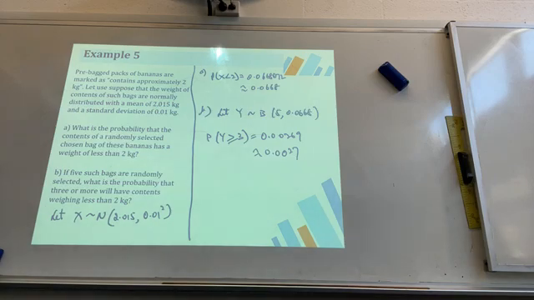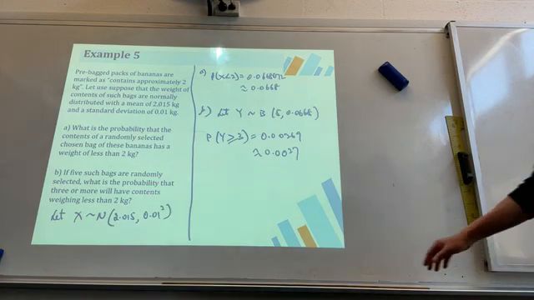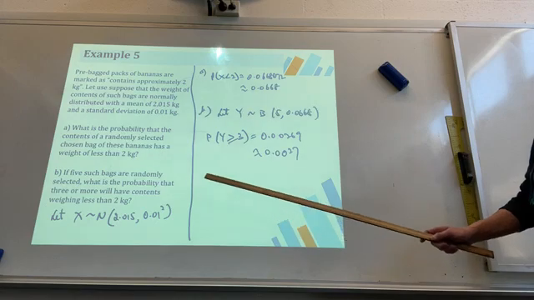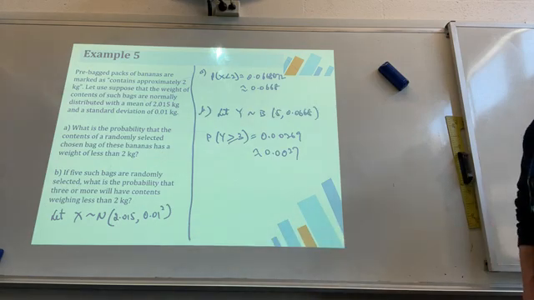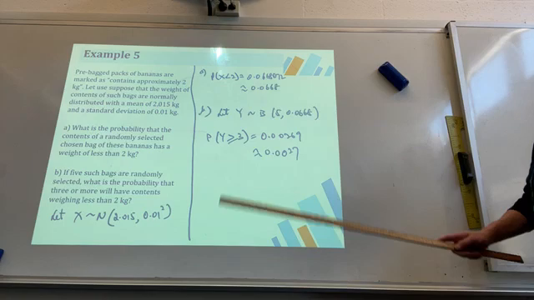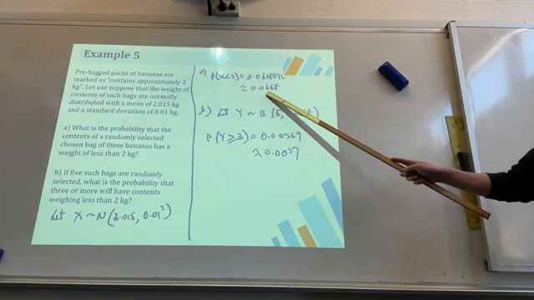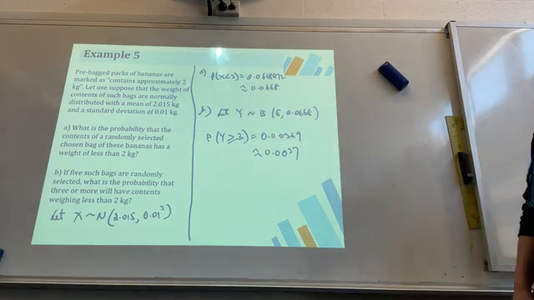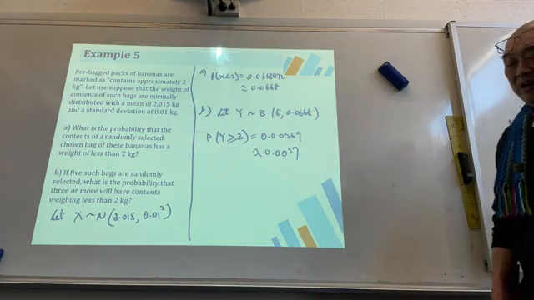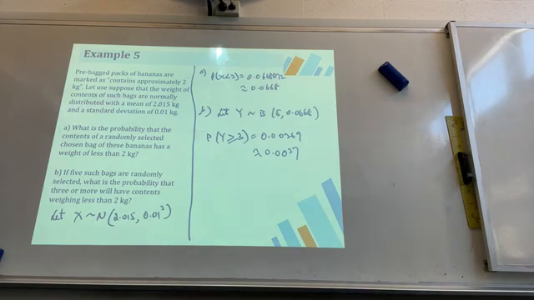So what is the probability that the content of a randomly chosen bag of these bananas has weight less than 2 kilograms? So less than 2, okay, it's 0.01 not 0.1. So if it is less than 2, the probability is 0.0668. 4 decimal places as a minimum. So when you give probability, always 4 decimal places.